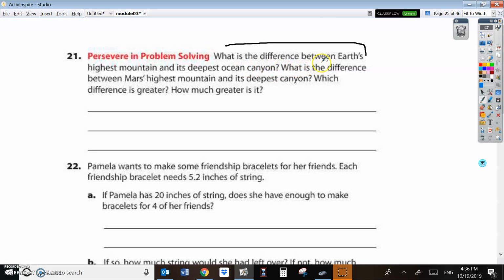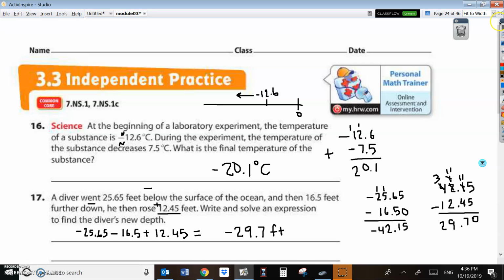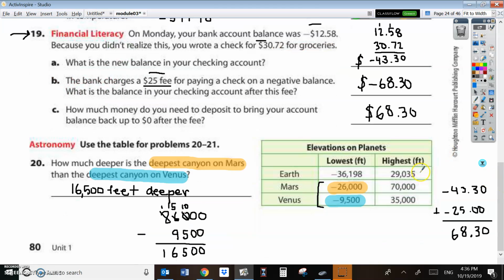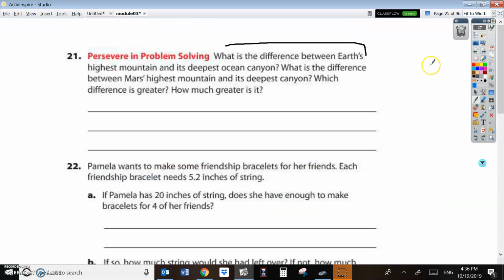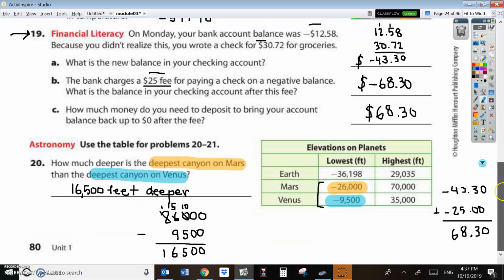So let's work that first question. We need Earth's highest mountain and its deepest canyon. So we had to turn back to this other page. Earth's highest mountain is 29,035, and that's a positive because it's a high mountain, right? So this is the mountain. And Earth's deepest canyon is 36,198.